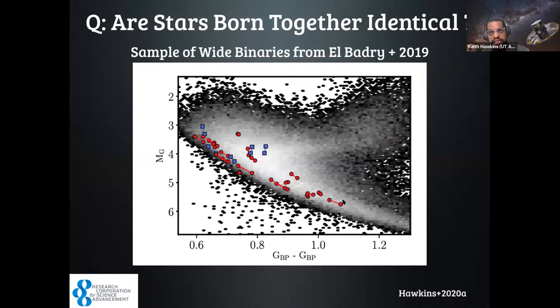This is a CMD of the pairs, each pair connected by a line. We specifically chose pairs that were very close in temperature space, so we can reduce the systematics. And for the spectroscopists in the room, I thought I would show this plot because when I saw it, I was like, oh, great.